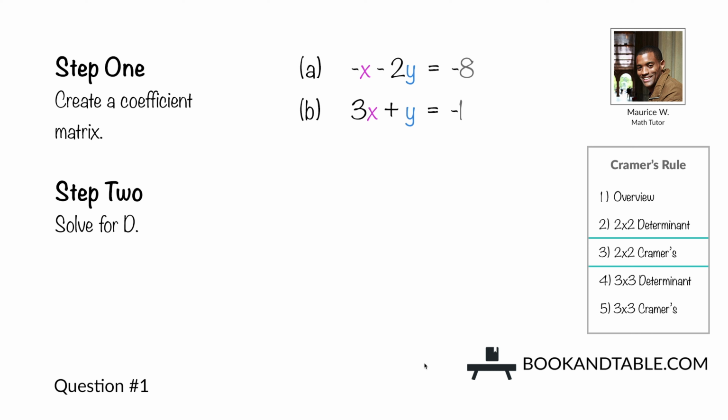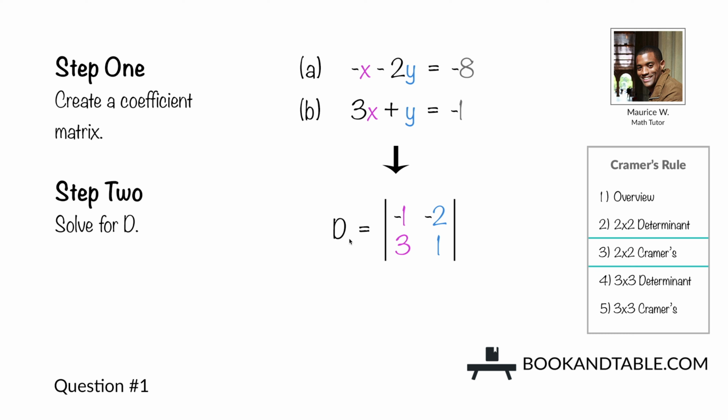Question number 1, step 1, create a coefficient matrix. So we are given a 2x2 system. So we want to take the coefficients of our x terms, negative 1 and positive 3, and those would be the numbers in the first column. Then we want to take the coefficients of the y terms, negative 2 and positive 1. So those will be the numbers in column 2.